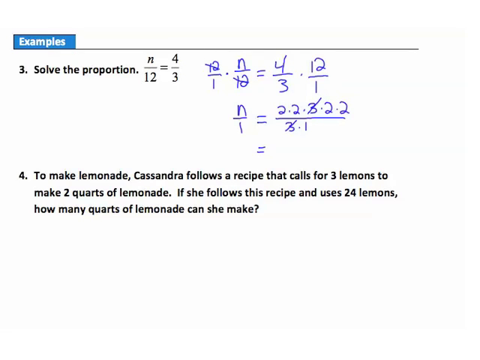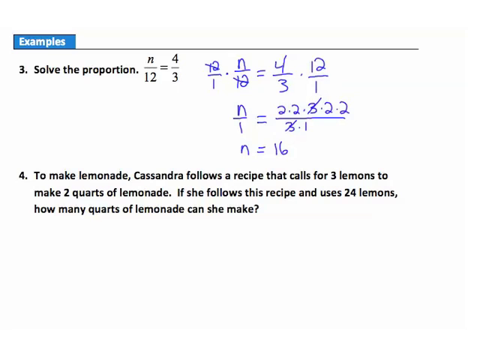Let's take a look now at our final answer. On the left side, n over 1, any number over 1 is just that number. So n over 1 is just equal to n. On the right side, if I multiply the numerators together, 2 times 2 is 4, times 2 again is 8, times 2 a fourth time is 16. So I get 16 over 1. Well, 16 over 1 is just equal to 16. So when I solve this proportion, I get n is equal to 16.